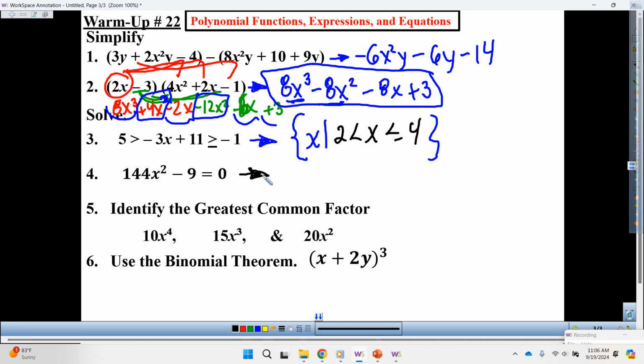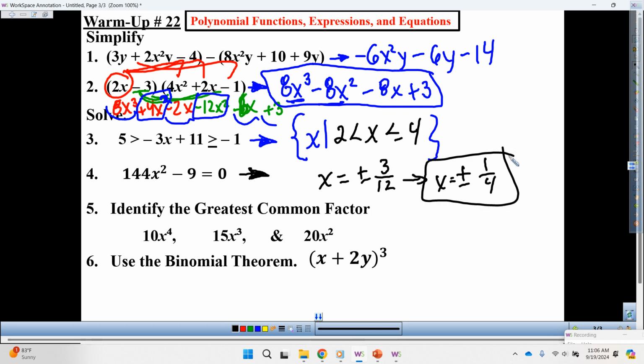Number 4. Answer for number 4. Check with your neighbor, and then Elias is going to pass someone. What'd you get for number 4? All right, pass someone. Edwin, what'd you get for number 4? Plus minus 3 over 12. Hands, have you got that? By the way, can we simplify this? Tell your neighbor. Plus minus what? 1/4. Yes? All right.